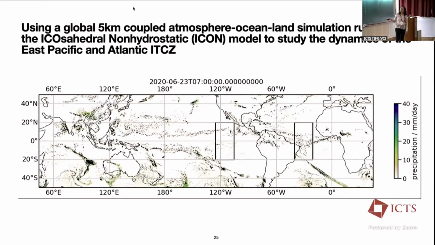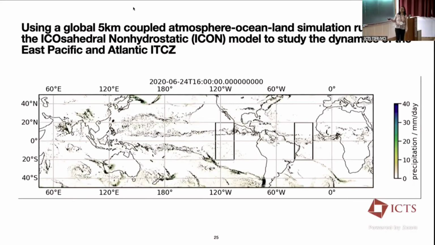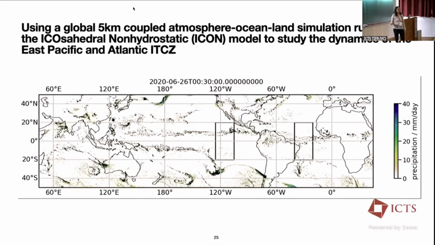In this version of the run, there's lots of tropical cyclogenesis that happens in the East Pacific.